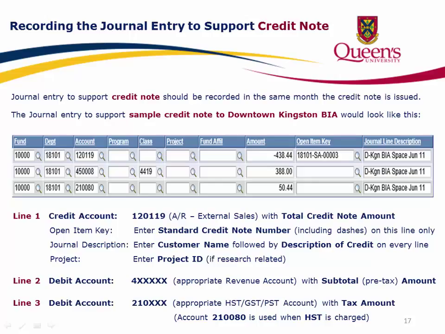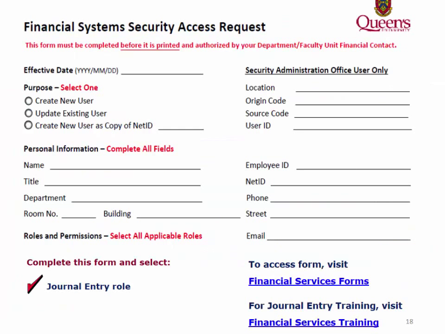On line 3, debit the appropriate HST, GST, or PST account. For example, when HST is charged and collected, the account is 210080. If you do not already have access to the online journal entry system, complete a Financial Systems Security Access Request form. Be sure to select the journal entry role. To access the form, visit the Financial Services Forms page. For journal entry training, visit the Financial Services Training page.